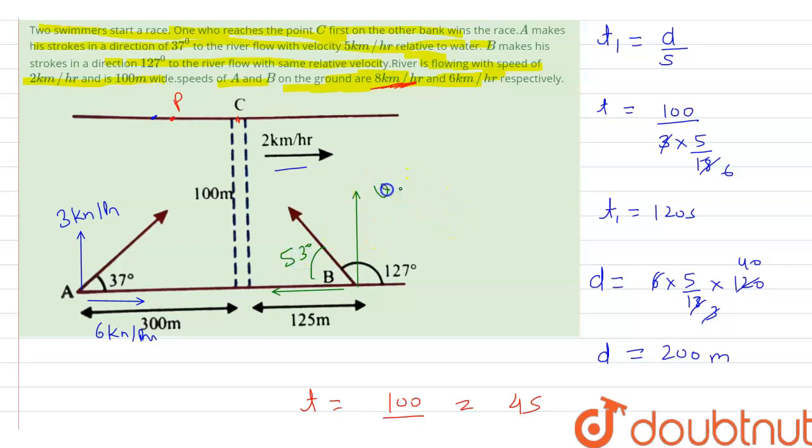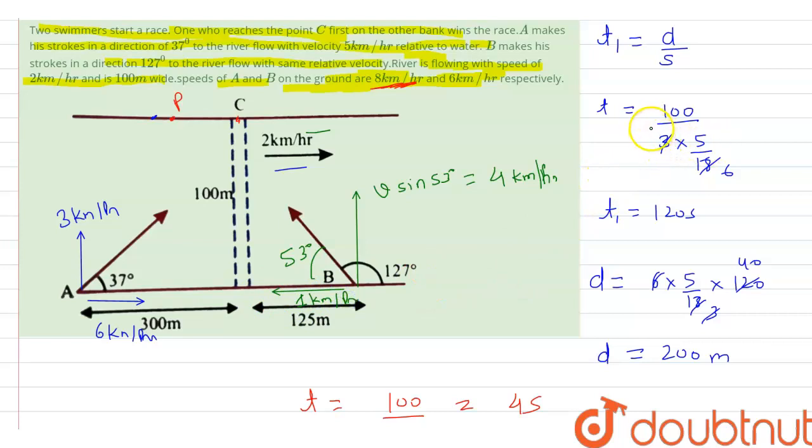So here V sine 53 degrees, and we know V is 5 and sine 53 is 4 by 5, so this will be 4 kilometer per hour. And in this direction, V cos 53 is 3 by 5, 3 by 5 into 5 is 3 kilometer per hour, and here the velocity is in this direction, so the net velocity in the horizontal direction of B will be 1 kilometer per hour. So this is the value of velocity.